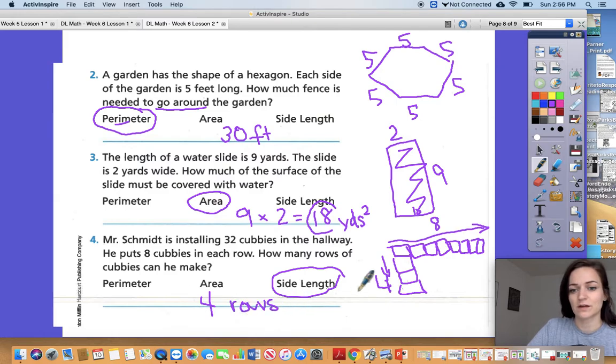Now it's not rows squared because we already know how many squares there are. There's 32 cubbies or 32 squares on the inside. We're just finding the length or the number of rows that are going down, so 4 rows.